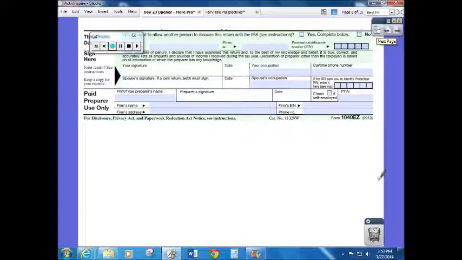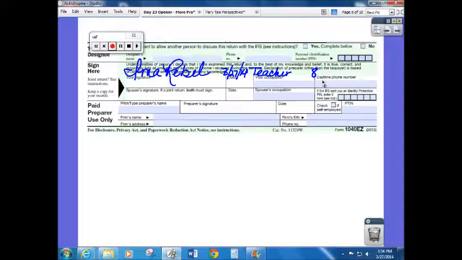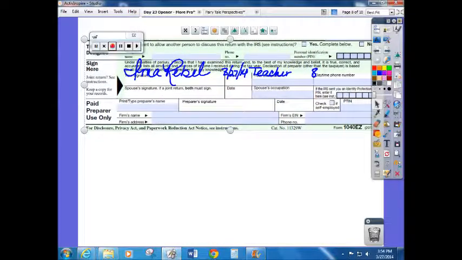The last thing we do when we do our tax return is we need to sign it. So let's sign Ima's name. Of course, you would never sign somebody else's tax return, but for our purposes in this class, we'll do so. She is a teacher, let's say, and her daytime phone number. Oops. Well, we brought her daytime phone number down.